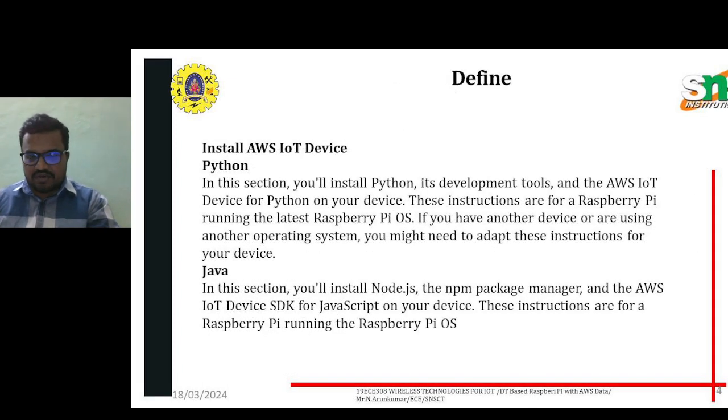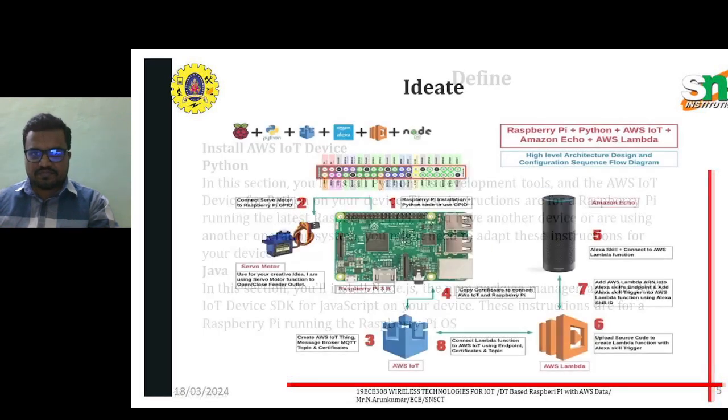Install the AWS IoT device SDK. Initially, the SDK has to be installed with the help of a Python or Java program. Based on the Python program, more information can be passed to the Raspberry Pi model. Java requires a large amount of space, and moreover a lot of application-oriented information has to be installed on the Raspberry Pi OS.